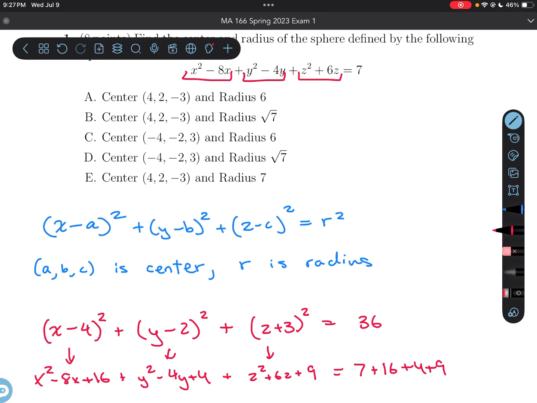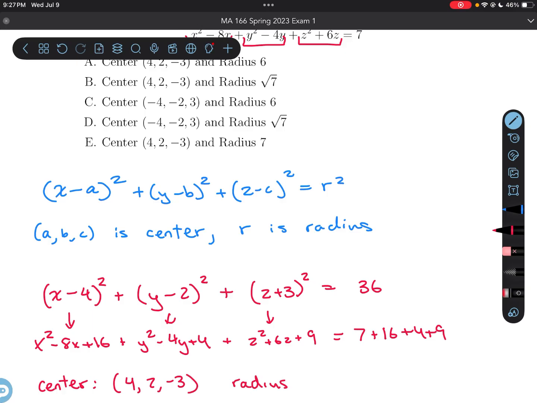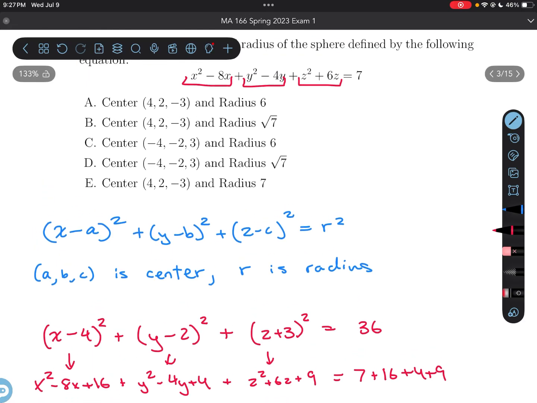This means that the center, going off the formula, is (4, 2, negative 3), and the radius is the square root of 36. The square root of 36 is 6, so the radius is 6. That makes the answer to problem 1 A.